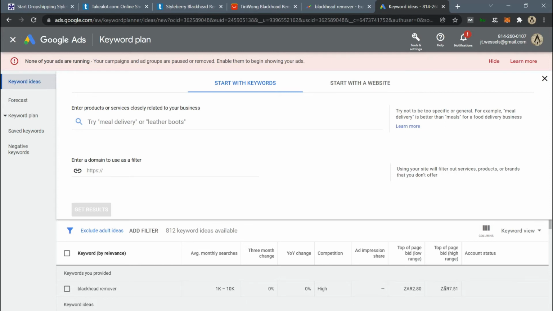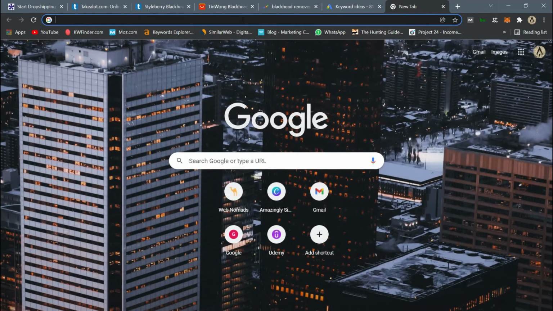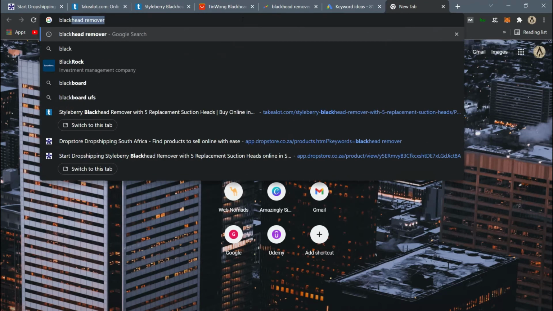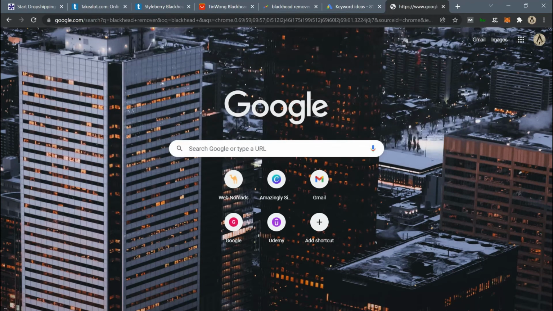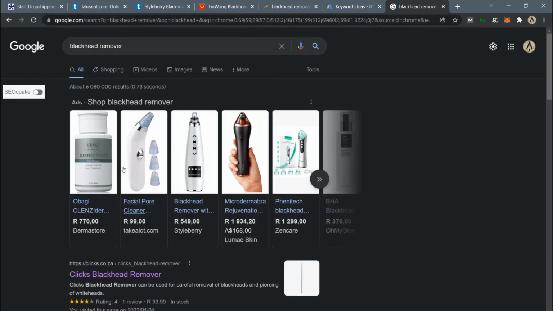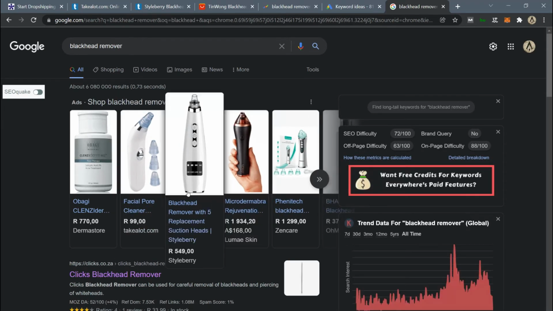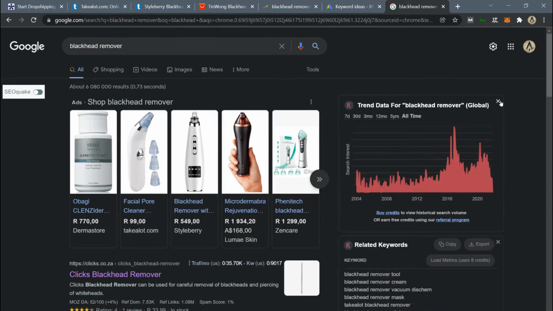Another thing to notice here is your bid low range and high range. This is basically what you're going to pay if someone clicks on your ad, between 2 rand 80 and 7 rand 51. So just be aware of this. It says competition is very high. Obviously it's going to be very high, because if you look for blackhead remover on Google, you'll see there are quite a few ads here. Let me just close this quickly here.